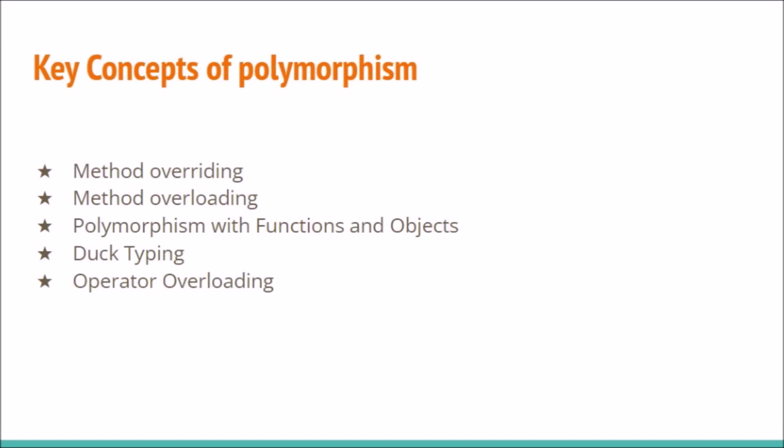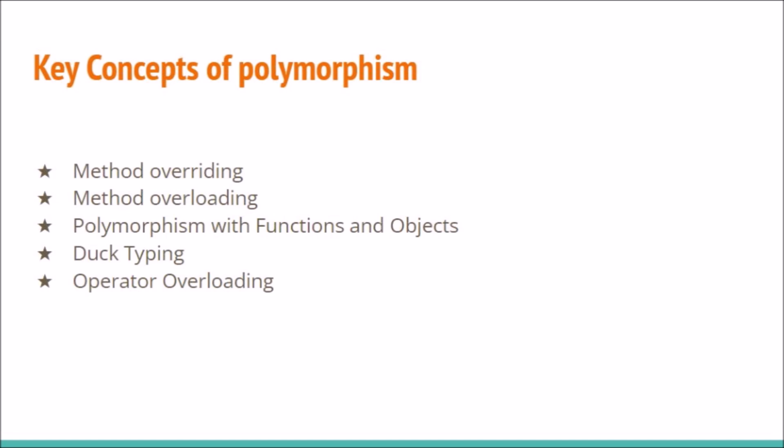Duck typing. Python is dynamically typed, meaning that it does not require declaring the type of a variable. Duck typing is a concept where the type or class of an object is less important than the methods it defines. If an object implements certain methods, it can be used in place of any other object that implements the same methods, regardless of their specific types.